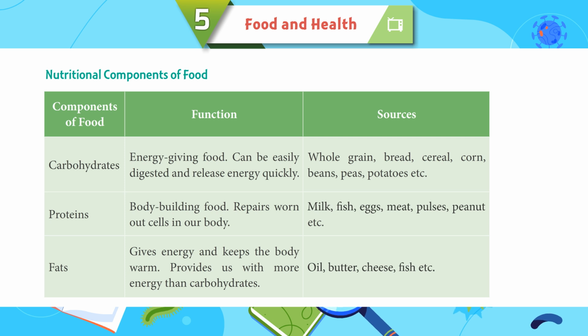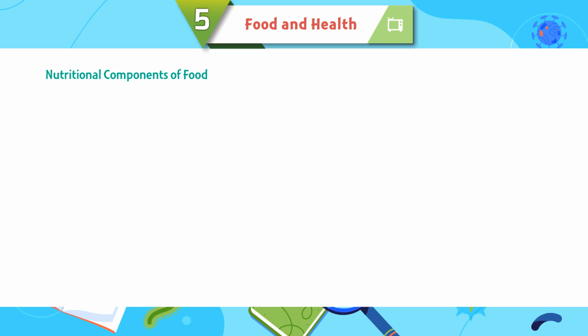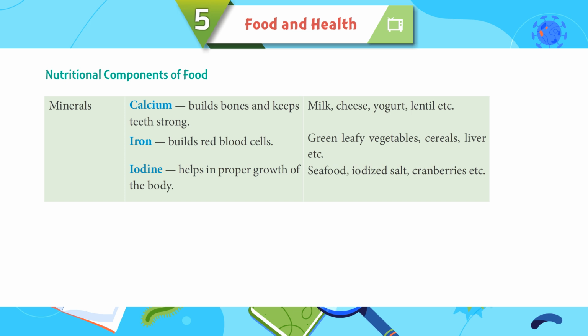Fats. Gives energy and keeps the body warm. Provides us with more energy than carbohydrates. Oil, butter, cheese, fish, etc. Minerals. Calcium builds bones and keeps teeth strong. Iron builds red blood cells. Iodine helps in proper growth of the body.